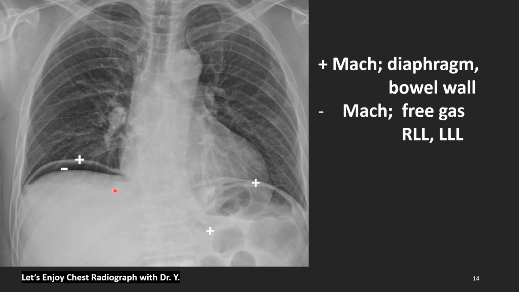This is pneumoperitoneum on an erect chest film. What about the relation between diaphragm and free gas? Positive Mach band. What about the relation between free gas and liver? Negative Mach band. What about the stomach gas with diaphragm and stomach wall or small bowel wall? Yes, positive Mach band.